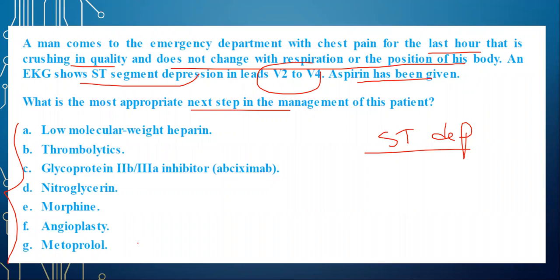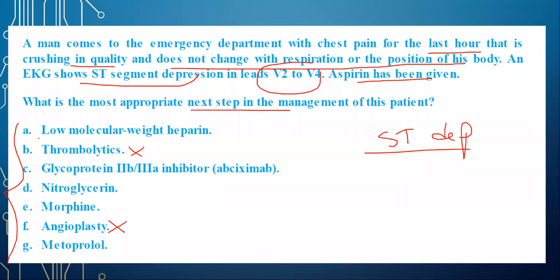Okay, so if troponin was in the option, I would still do it even though it is a 1 hour presentation, just to get the baseline, and then I would repeat it. But what's the most important step in this case? We know it's not an ST elevated AMI. So doing thrombolytics or sending the patient for immediate angioplasty is not important right now.